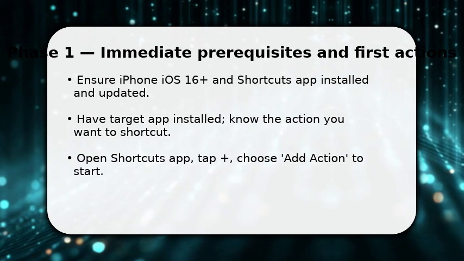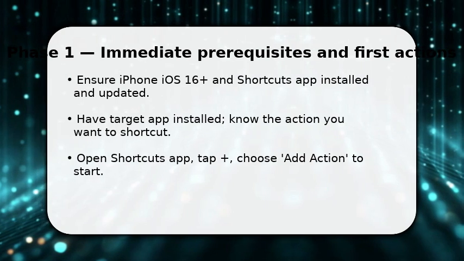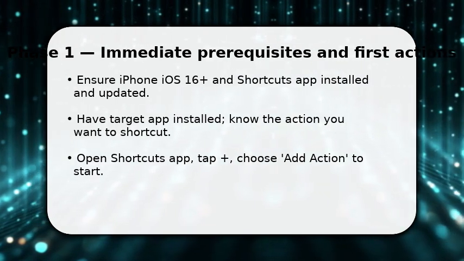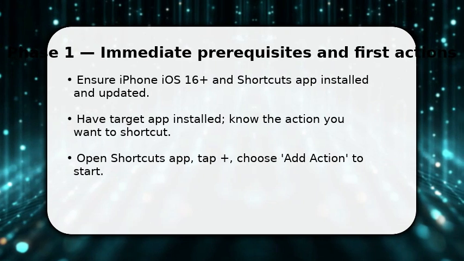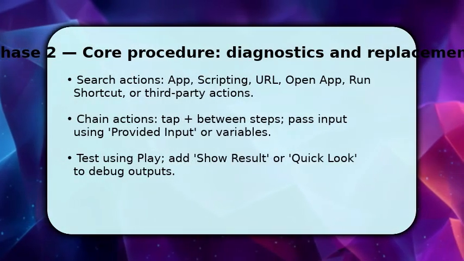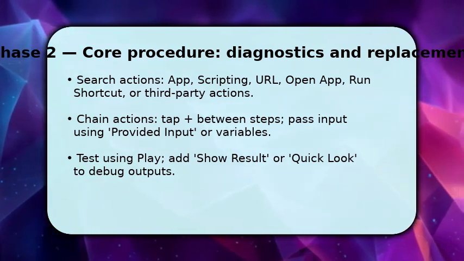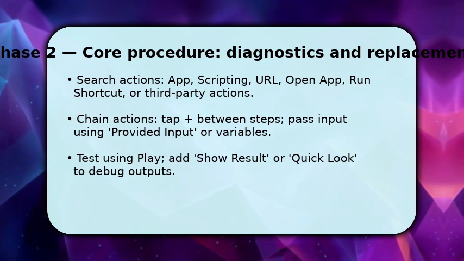Once done, open Shortcuts, tap the plus button to create a new shortcut, and choose Add Action. This first action anchors everything that follows, so pick deliberately. You now assemble the workflow by searching actions. Use app actions for native features, scripting for control flow, and URL for deep links.